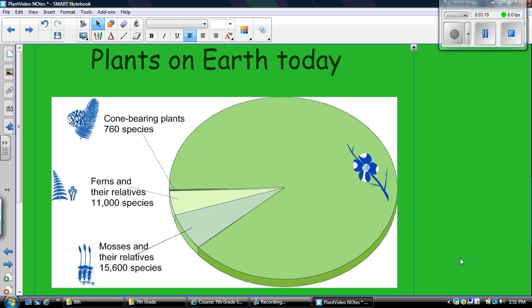If you look, a majority of your species here on Earth are the angiosperms, the flowering plants. Then you've got the cone bearing. There aren't a lot of evergreens because they like colder weather. And then there's your ferns, which are your vascular seedless plants, and mosses, which are your non-vascular seedless plants. So the biggest section that we have on Earth are the angiosperms, my favorite.